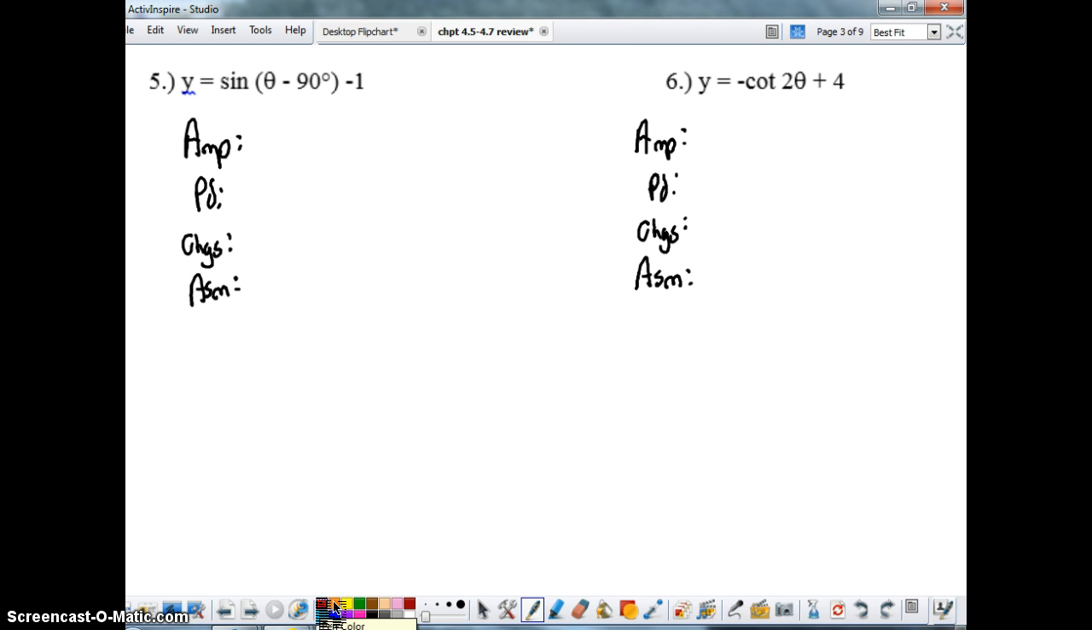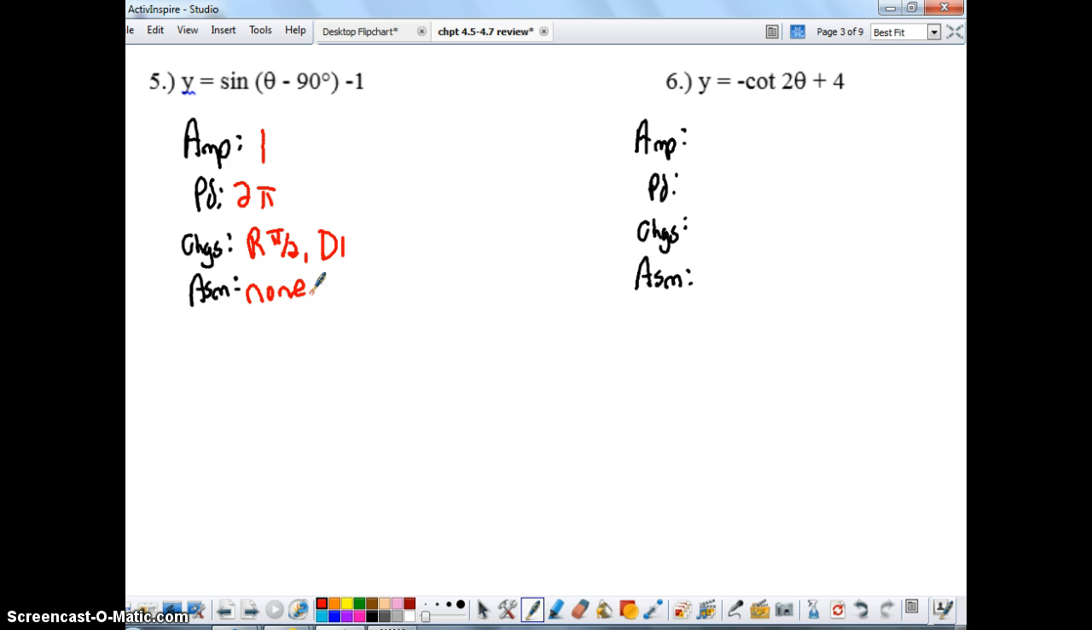All right, so number 5 here, we have a sine graph. It's moved to the right 90 because of the minus 90, so that's going to be to the right pi over 2. It's also going to be moved down 1. My period is going to remain 2 pi, my amplitude is going to be 1, and there are never any asymptotes for sine.